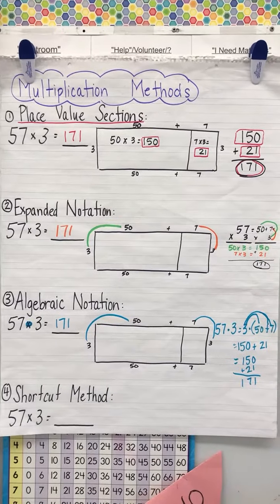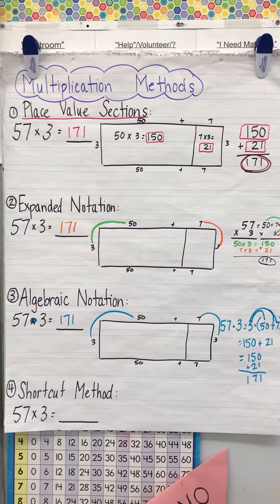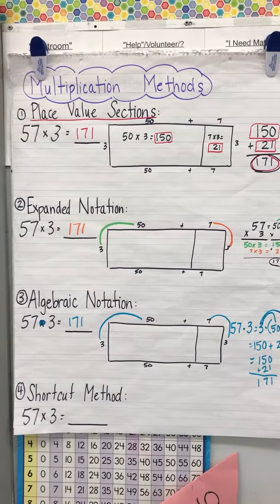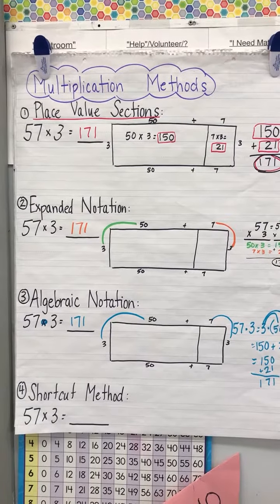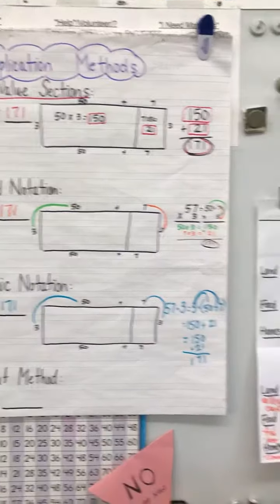So we're going to do the work on the right-hand side. It really doesn't matter which side. I've just been using the right-hand side because that makes sense from my brain. All right, so we're going to show you that same problem, 57 times 3, but now I'm going to use the expanded notation method. So let's go back over to the whiteboard.